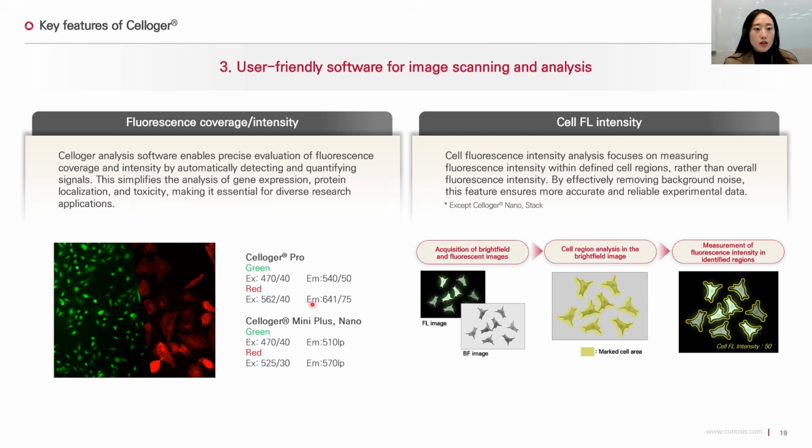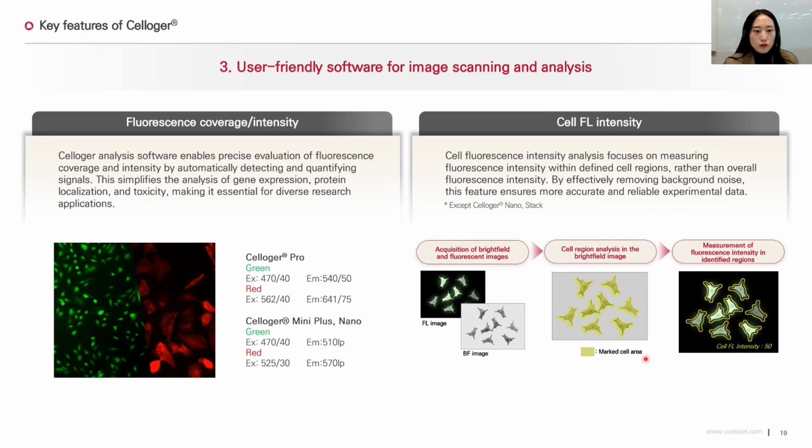Also, the cellular analysis software makes it easy to evaluate fluorescence coverage and intensity. It automatically detects and quantifies fluorescence signals across the field of view, simplifying the analysis of gene expression, toxicity, and so on. Cell fluorescence intensity analysis, which is called cell FL intensity, focuses on measuring fluorescence specifically within cell regions rather than across the entire field of view.